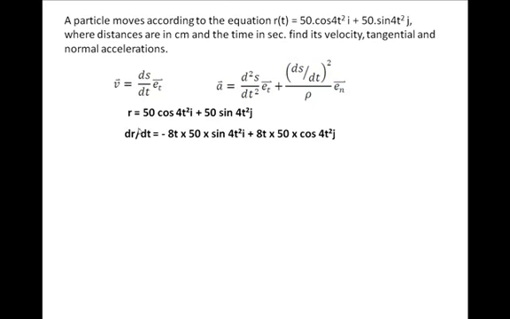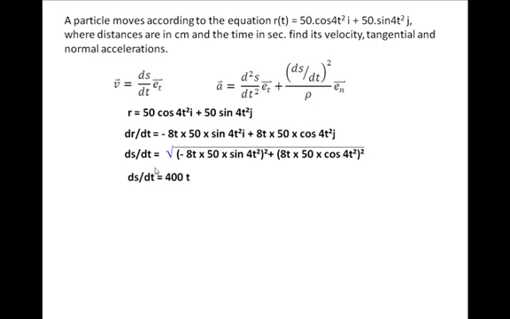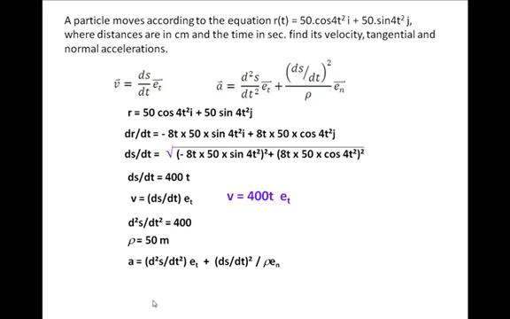You have r and then you do dr by dt. The mod of dr by dt is ds by dt. And ds by dt, if you simplify this, comes to 400t. Differentiate it. So the velocity, one part which was wanted, is 400t et, because velocity is always tangential. Now d square s by dt square, you differentiate this and use the acceleration formula. Rho you are going to use as 50 because it's a circle. So use the acceleration formula and get your acceleration, tangential component and normal component.